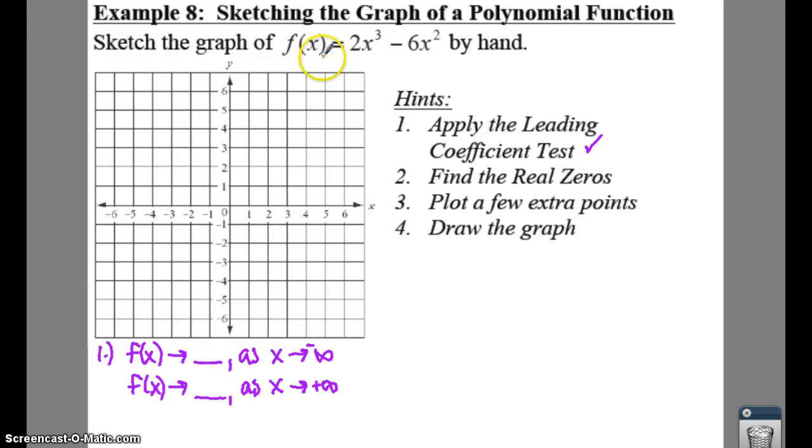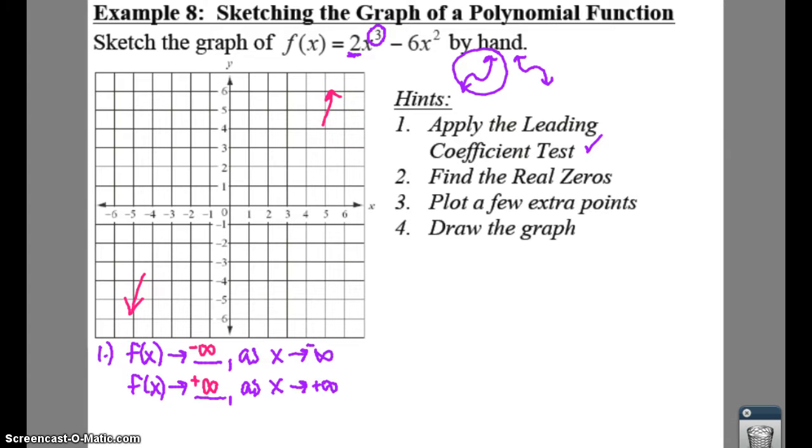So if we look at our degree, we have a degree of 3, which means your graph is going to be going like this or like this. And so if you look at your leading coefficient as a positive, that means we're going to have a graph like this. So on the left-hand side, your graph is going to be approaching negative infinity. And on the right-hand side, your graph is going to be approaching positive infinity. So that means you're going to have something going up like that.